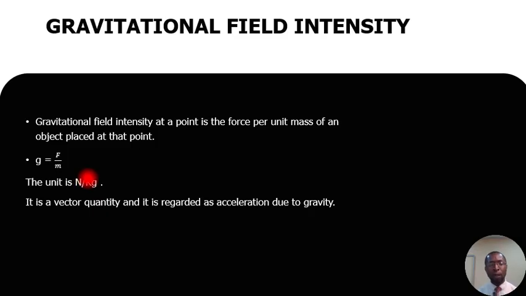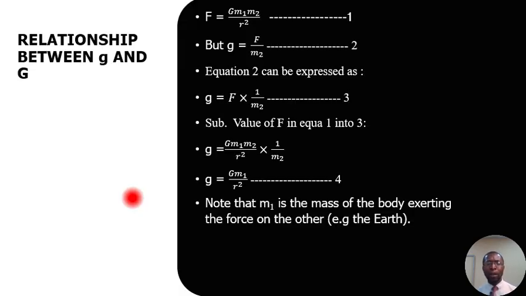Okay. So very key. And it is a vector quantity, meaning that it has magnitude and direction. Also note that this gravitational field intensity is also called acceleration due to gravity, because we are dealing with gravitational force. Now let us look at the relationship between small letter g and capital letter G. Recall that small letter g is known as gravitational field intensity, or sometimes called acceleration due to gravity, while the capital G is known as gravitational constant, universal gravitational constant, and it has a value as well.